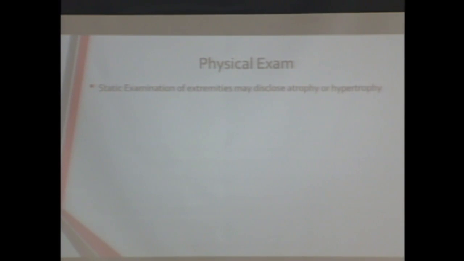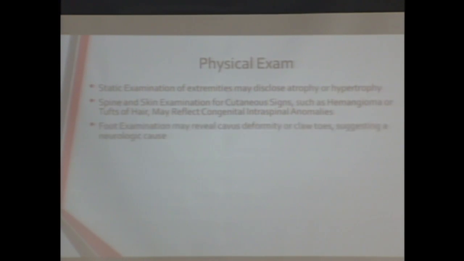Physical examination, again, you're looking for atrophy or possibly hypertrophy of the extremities. Spine and skin examination, looking for cutaneous signs of neuromuscular pathology, hemangiomas, tufts of hair, or a large sacral dimple. Foot examination may show a cavus deformity or a claw-toe deformity, again, potentially suggesting a neurologic etiology. The posterior calf muscles with an idiopathic toe walker can be a little bit more developed, but the texture of the muscles should feel normal as opposed to in the case of muscular dystrophy, where they have a fibrous texture to them.